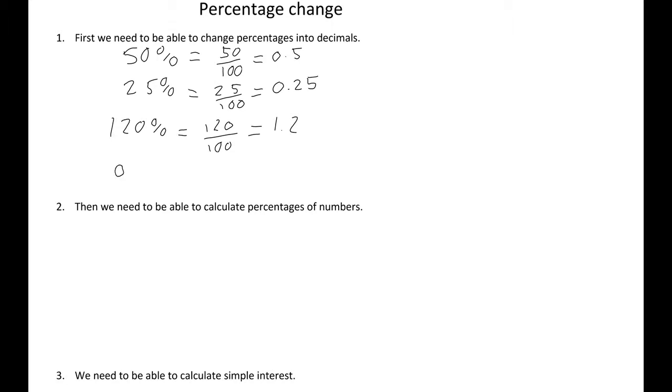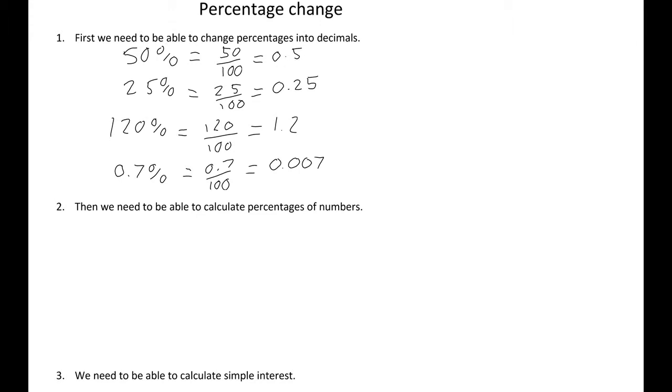So if I had 0.7%, that would be 0.7 over 100. Doesn't look very nice, but we take a decimal point, we move it 1, 2. So that will be, as a decimal, 0.007. Okay, it's important to get this right, and I have some practice questions in one of my other videos.